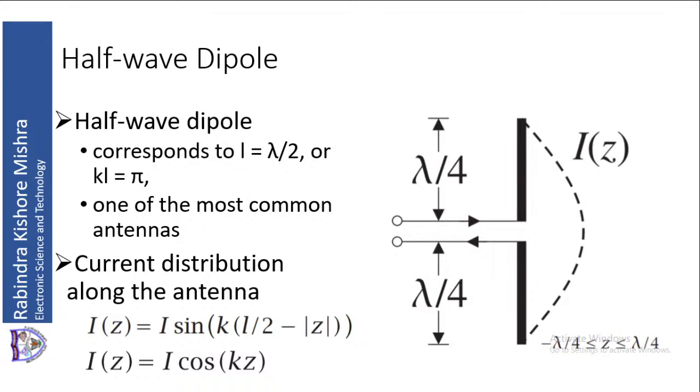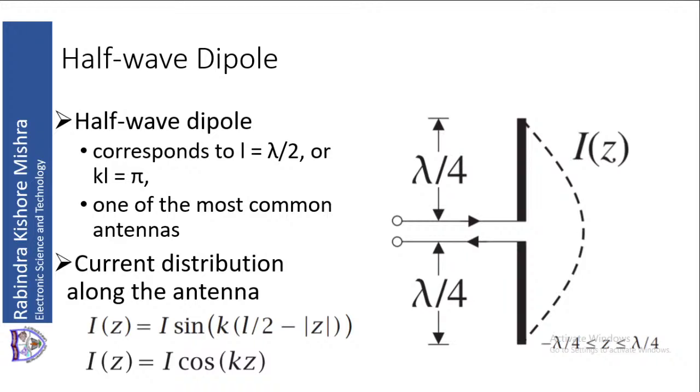So we discussed standing wave antenna, the general standing wave antenna. What is a small antenna, that we discussed. Then earlier we discussed the Hertzian dipole antenna. Finally, we will come to the half wave dipole antenna.